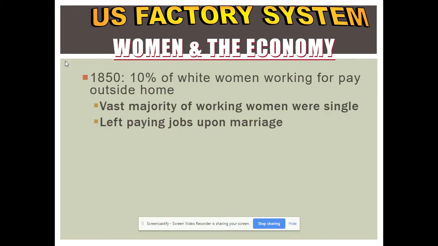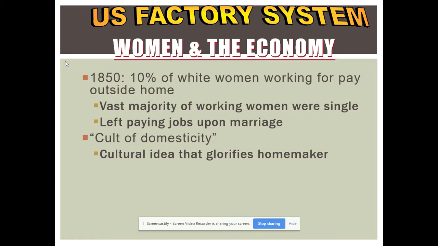Okay, so by 1850, only 10% of women were working for pay outside the home. And of that 10%, well over 50% were single. And so some women would work to support sending the older brother to college. Now, my sister and I have a great relationship, but I seriously doubt she would have worked so that I could attend college when she was stuck at home and not doing that.